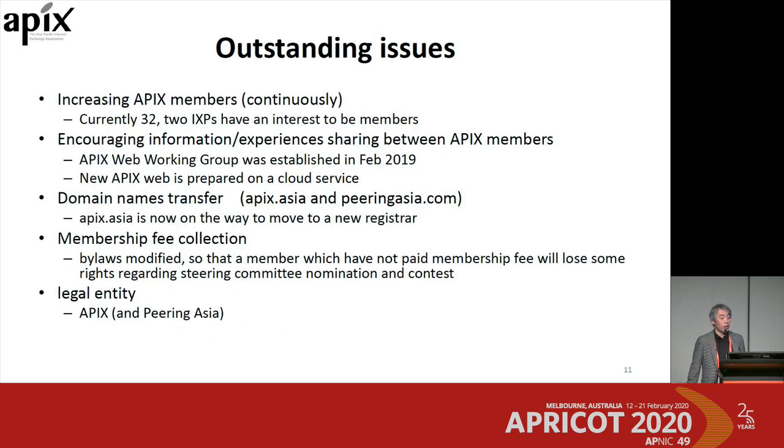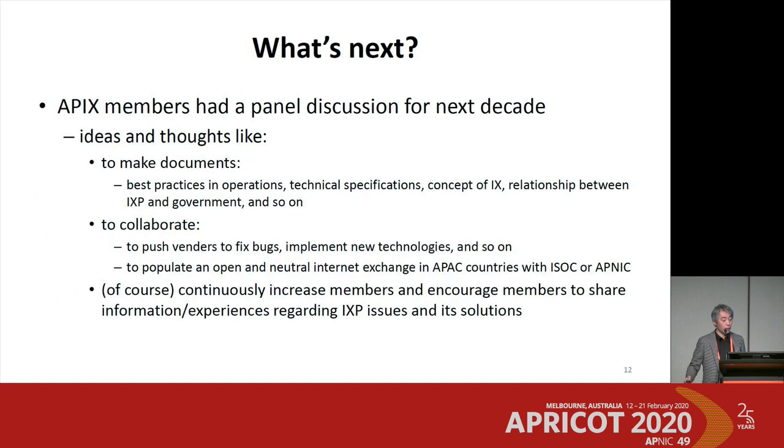The current outstanding issues are described here. We would like to increase members, and encourage information and experience sharing between the members. In order to do that, we are renewing our webpage now. Also membership fee collection, and the long-term issue of making a legal entity. Still, we do not have a legal entity. We are relying on APNIC, but we will have a legal entity in the near future. Okay, so what's next?